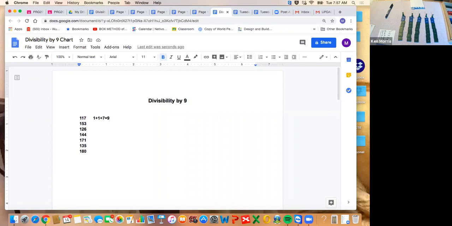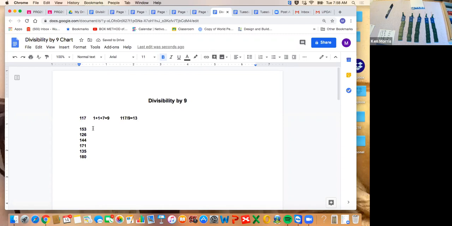Okay. And I'm going to now check whether 117 is evenly divisible by 9. I'm going to get my handy calculator here and divide 117 by 9. And lo and behold, it is 13. No remainder.